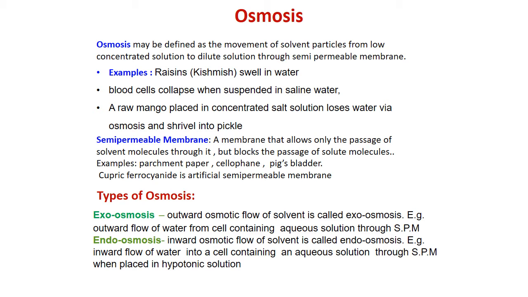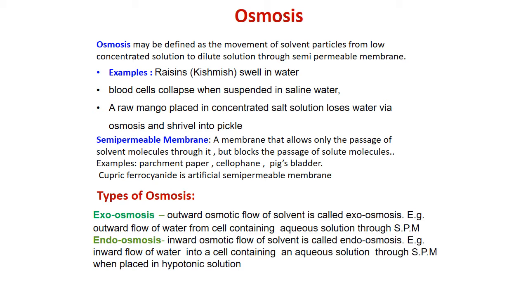Now what is this semi-permeable membrane? Semi-permeable membrane is that which allows the passage of solvent molecules only through it, but blocks the passage of solute molecules. Examples are parchment paper, cellophane paper, pig's bladder. These are natural semi-permeable membranes. Cell wall is also a semi-permeable membrane. Cupric ferrocyanide is an artificially, means chemically made semi-permeable membrane.